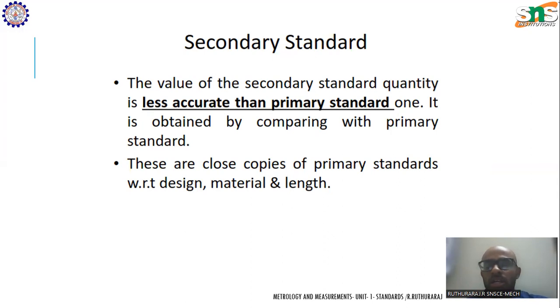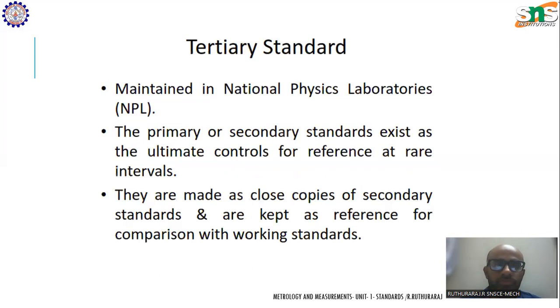For example, every country will have secondary standards. In India, there may be one secondary standard which may be kept in the National Physical Laboratory. That standard is used for calibrating every other standard throughout the country. So that is a secondary standard. Secondary standards may be available in every other country and they may be used for calibrating the lesser standards. So they are close copies of the primary standard, maintained in the National Physical Laboratory.